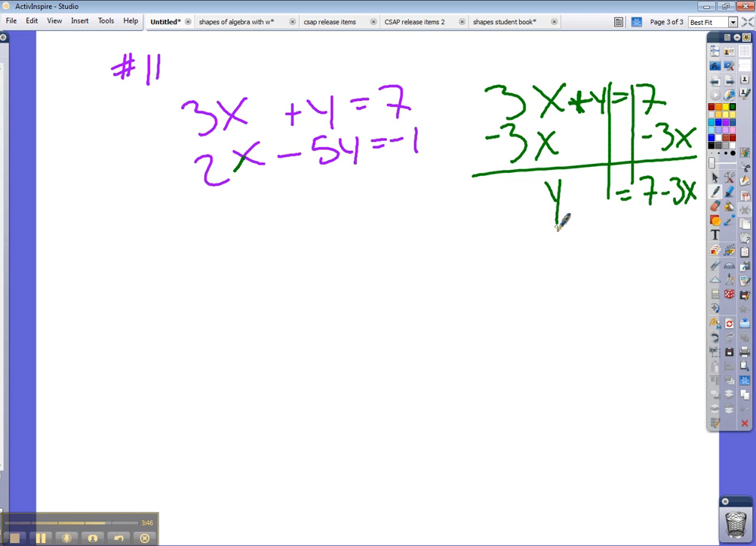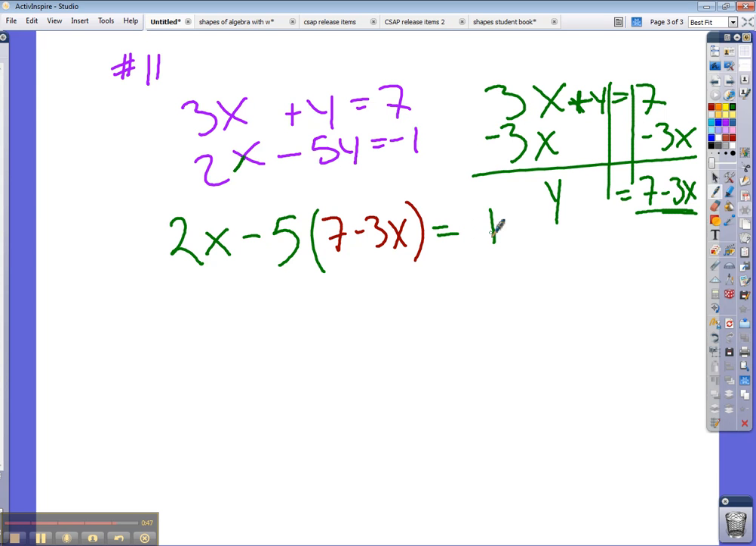So what's another way of saying y? 7 minus 3x. So I have to use my other equation since we've already used this top one. So instead of y, I'm going to write 7 minus 3x. So I have 2x minus 5 times 7 minus 3x is equal to negative 1. So negative 5 times 7, negative 5 times negative 3x. So I have 2x minus 35 plus, because the negative times the negative is a positive, plus 15x is equal to negative 1.